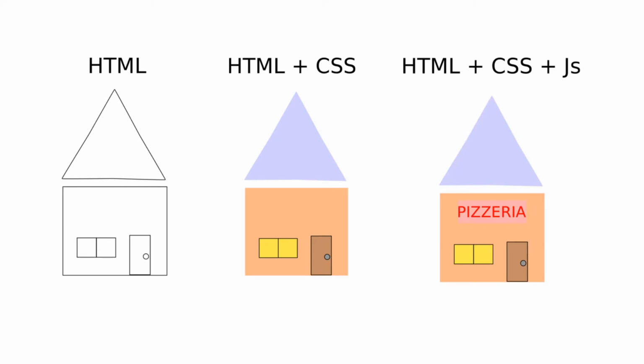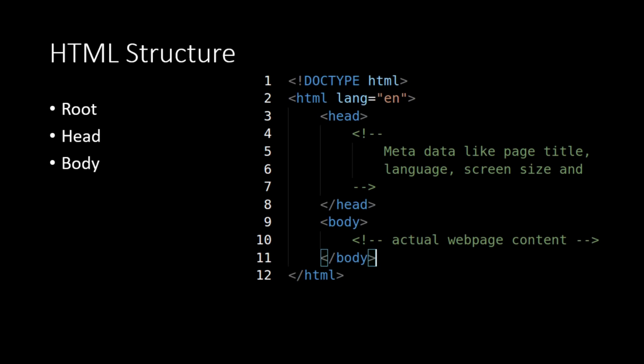Now let's take a look at the structure of HTML. An HTML file typically consists of three main components: the root element that wraps around everything, the head element, which mainly consists of metadata for a page, and lastly the body element, which consists of everything we see in a web page. Here is an example of how actual HTML code would look. Don't panic, I'll go through it one by one.